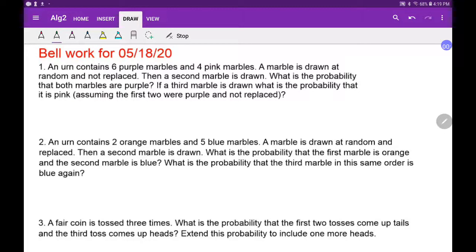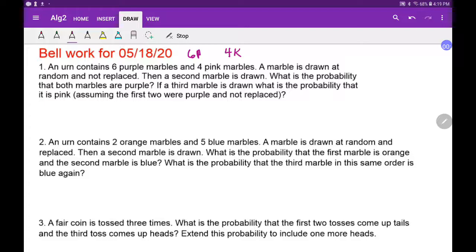Okay, so an urn contains 6 purple marbles, and I should write that down to make it more clear. 6p for purple. Oh, why'd they do that? It's pink. Okay, well, I'll say 6p for purple and 4k for pink. Why'd it have to be 2 p's? Anyway, a marble is drawn at random and not replaced.